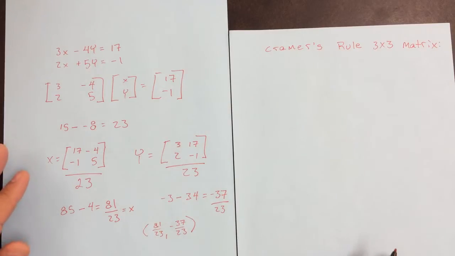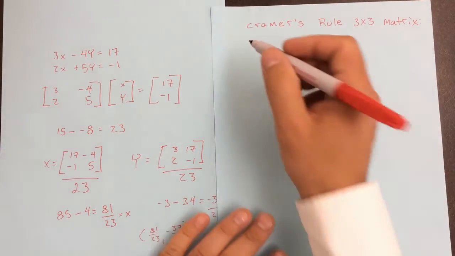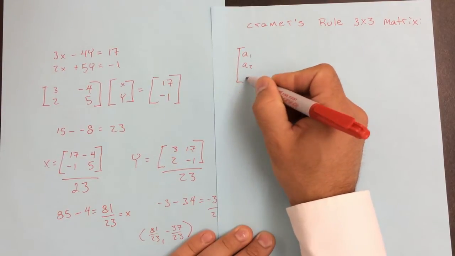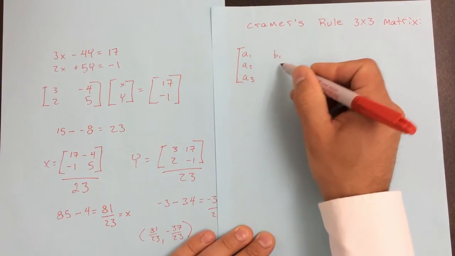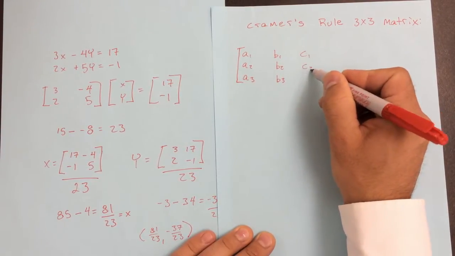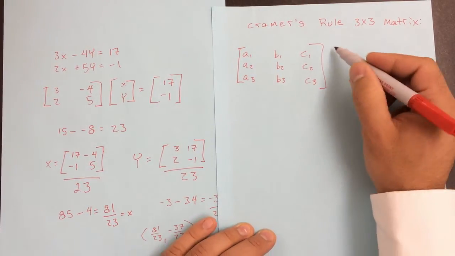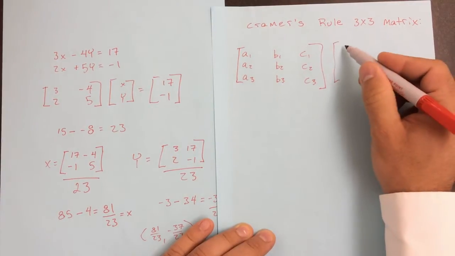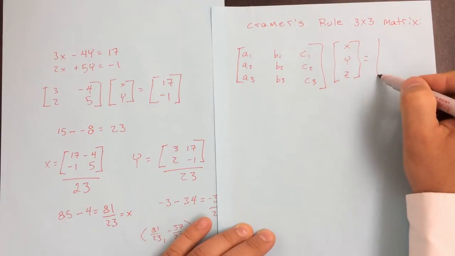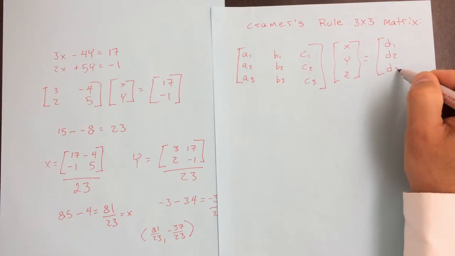of equations. Now I'm going to do it with a 3 by 3, which is a little bit trickier. So on a 3 by 3, it's still going to be in the same format. It's going to be A1, A2, A3, B1, B2, B3, C1, C2, C3, times X, Y, Z equals D1, D2, D3.